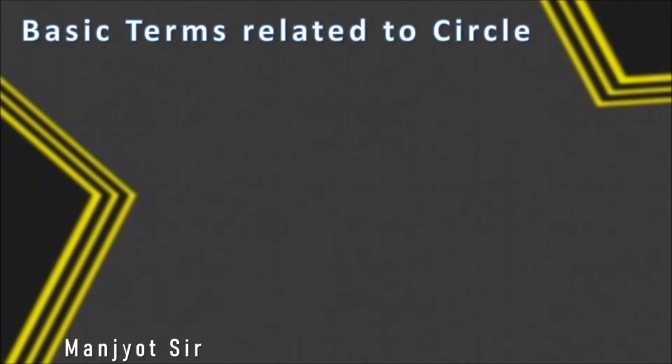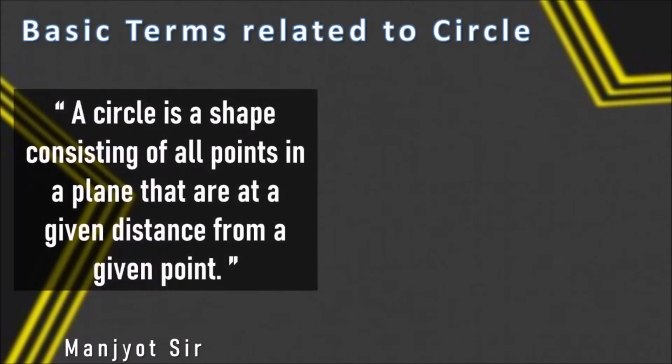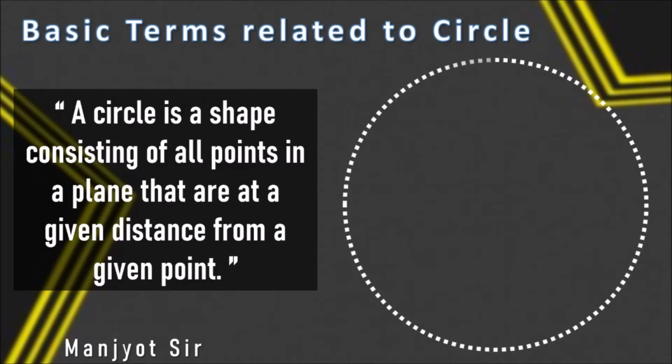So let's begin with circle. See now students, what is basically a circle? So circle is nothing but a shape which consists of all points on a plane that are at a given distance from a given point. That means we have infinite points which are at a fixed distance from a given point. So here we have one given point, and from that given point we have infinite points at a fixed distance. Then a circle is formed.